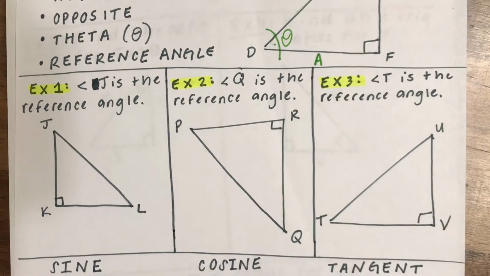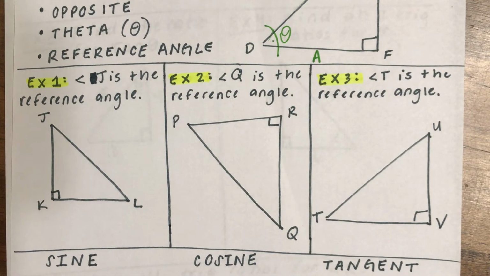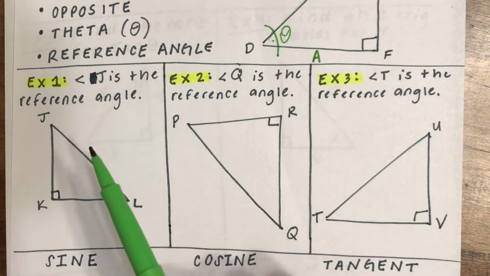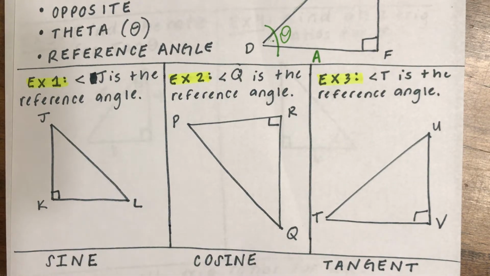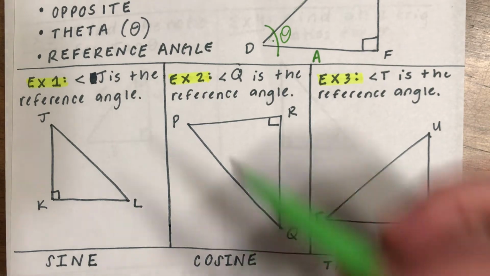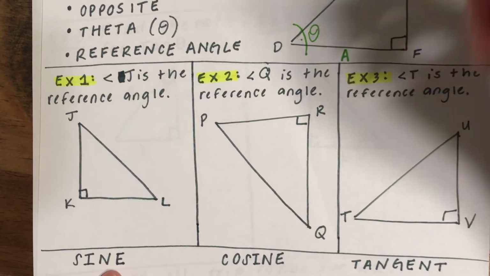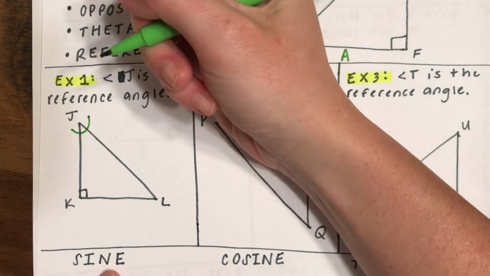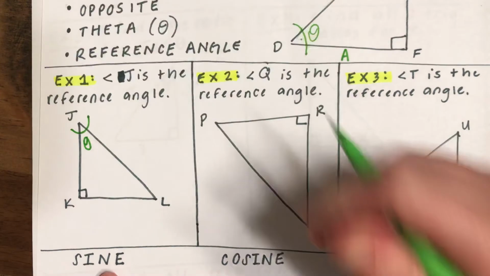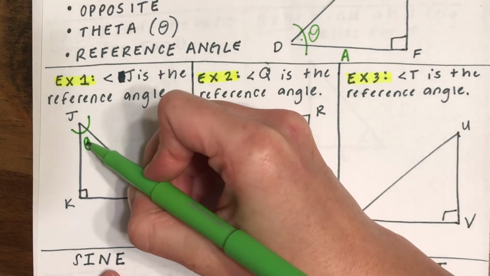Okay, so for these three examples, it gives us the location of the reference angle. So we will mark that using that little tick mark and theta, and then we will label the opposite, adjacent, and hypotenuse sides, okay? So angle J is my reference angle in the first triangle, so I'm going to put my little mark and draw my theta. I'm a pro at drawing thetas.